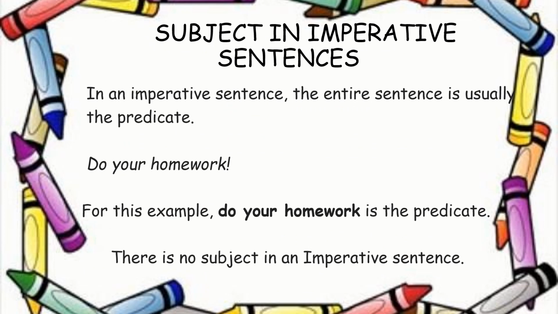Our next topic is subject in imperative sentences. Now, when we studied kinds of sentences, I had told that we don't have a subject in imperative sentences. So, in an imperative sentence, the entire sentence is usually the predicate. For example, do your homework. For this example, do your homework is the predicate. Do is the verb and the rest is the object. So that total will become a predicate. It doesn't have a subject. There is no subject in an imperative sentence.